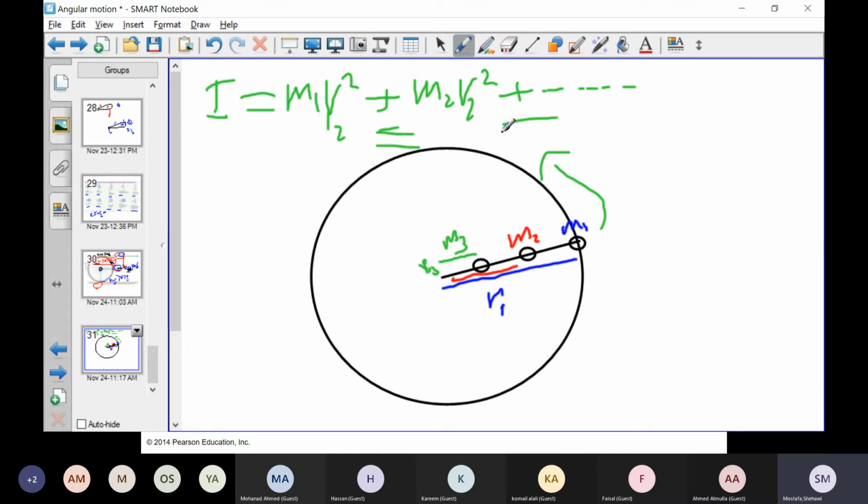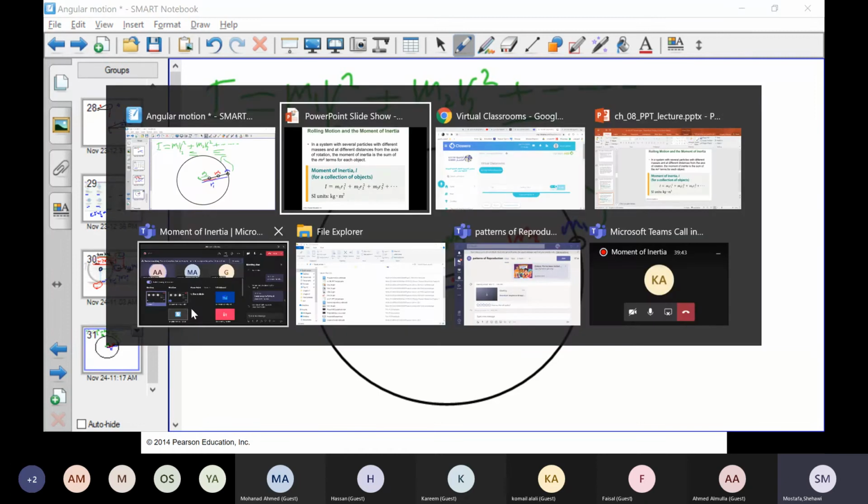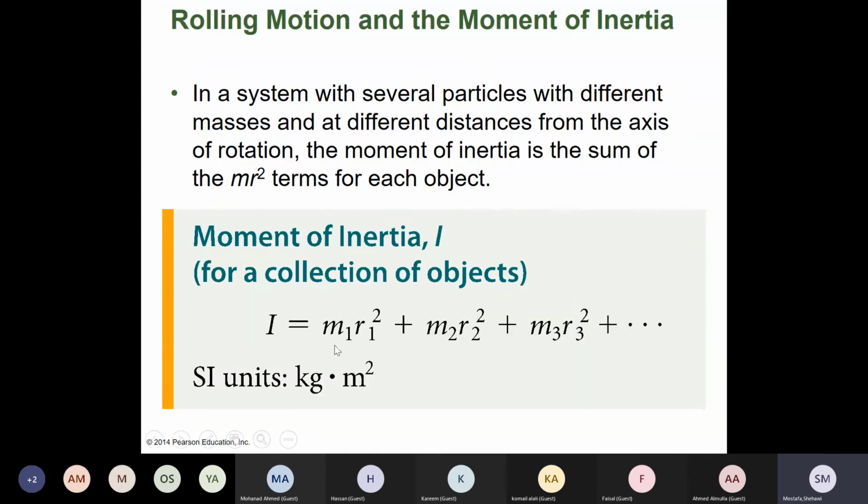Okay, that's it. This is for a system, and that's what Kumail was reading in this slide. We find the moment of inertia, and for the total moment of inertia, we add them together. It has units of kilogram dot meter squared. It's the same units as if you have only one.